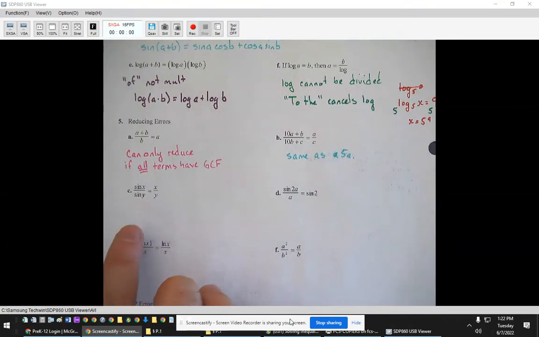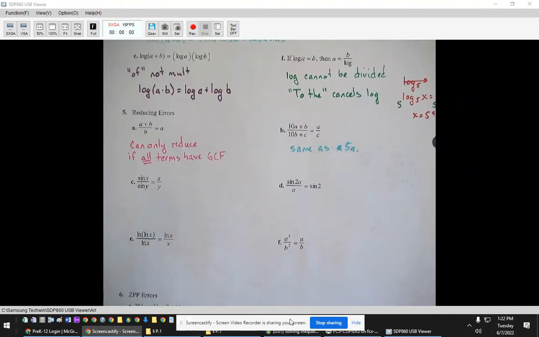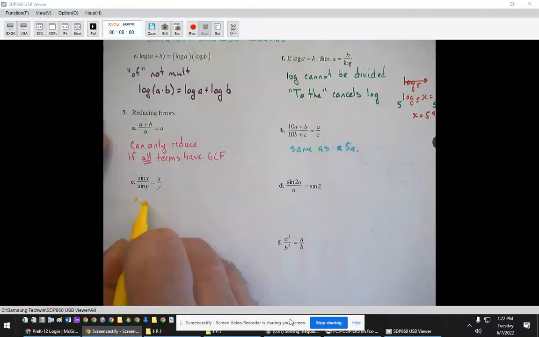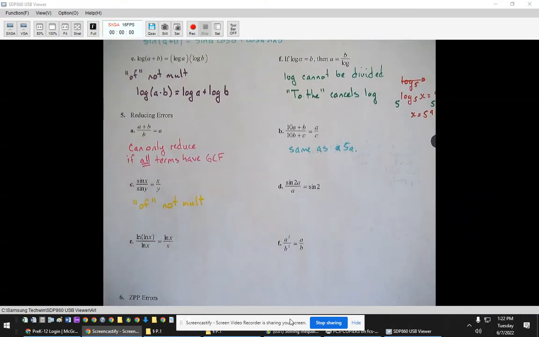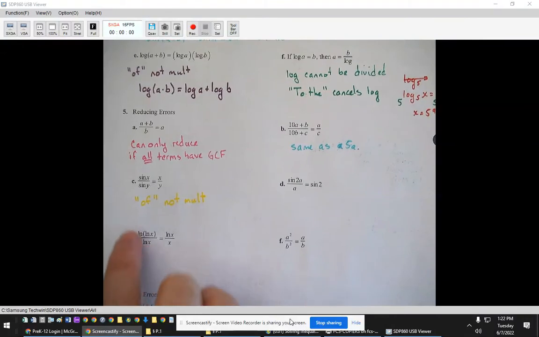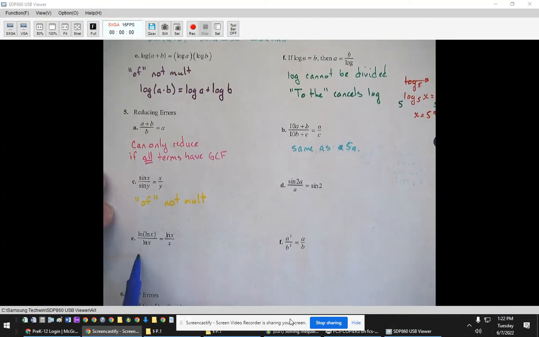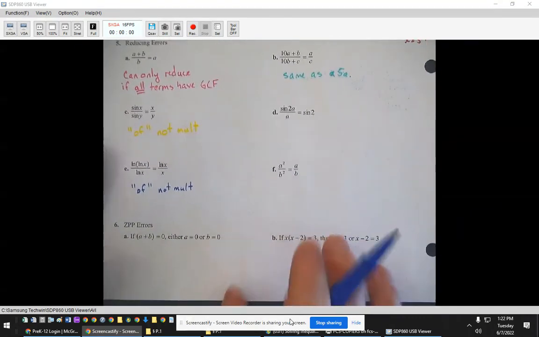Again, how is sine connected to x? How is sine connected to y? It's not mult. If it were mult, then this would be legal, that you could cancel those out, but it's not. It's sine of. So this is an example of "of," not mult. Same thing here. I can't cancel a natural log with another natural log because this is connected by "of," not mult. Of does not get canceled by division.